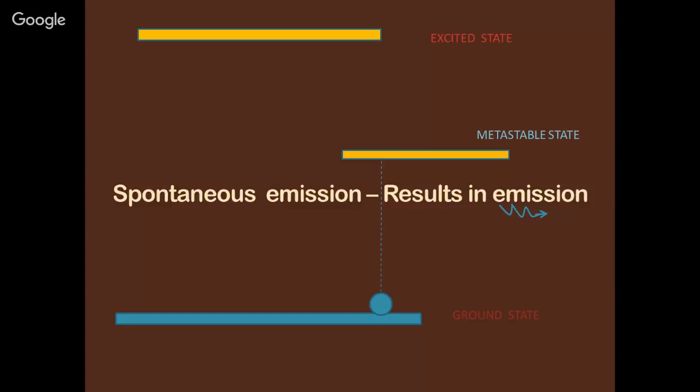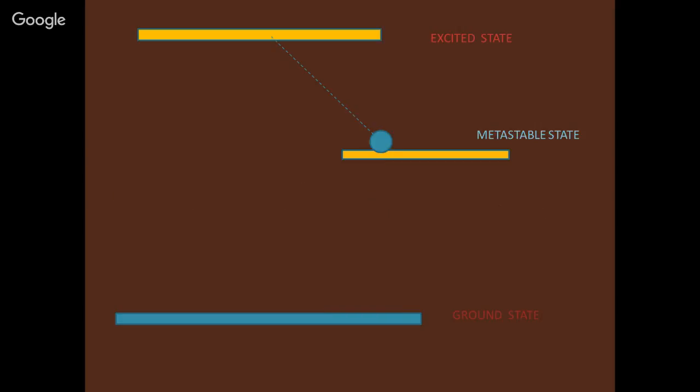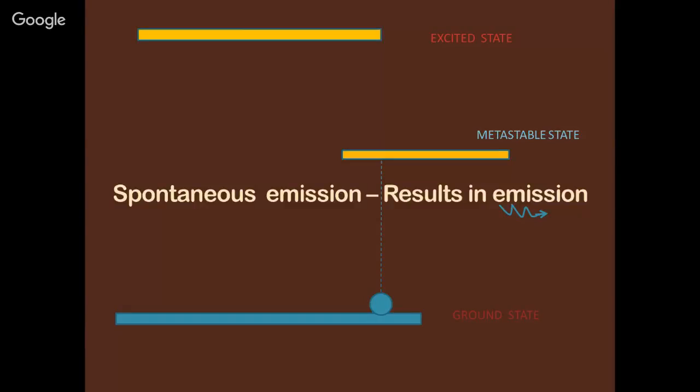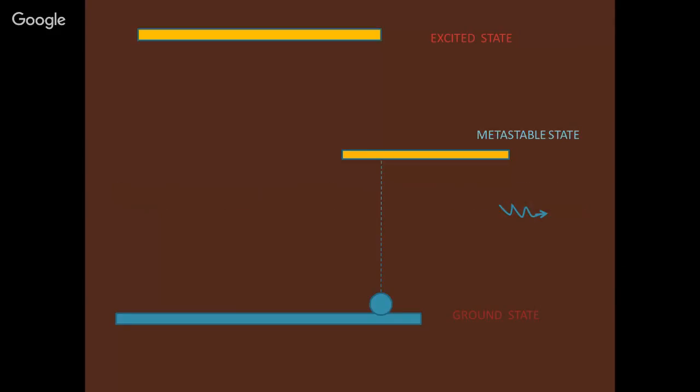So this is what we call spontaneous emission. During this spontaneous emission, we know very well there is emission of a photon. So you can see this non-radiating transition, and now this is the transition wherein a photon is emitted, a spontaneous emission which results in emission of a photon.